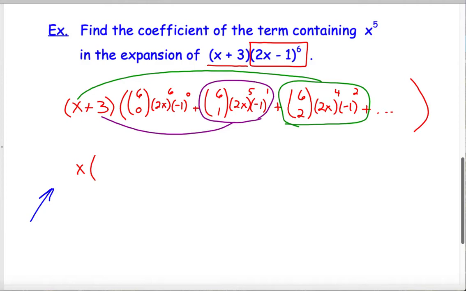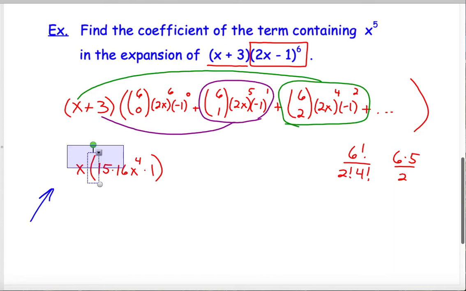And put parentheses. What is 6 choose 2? 6 factorial over 2 factorial, 4 factorial. That's 6 times 5 over 2. That's 15. 2x to the fourth. 2 to the fourth is 16. X to the fourth. Negative 1 squared is a positive 1. All right, so that's the green. I should have done that in green. That's the green.